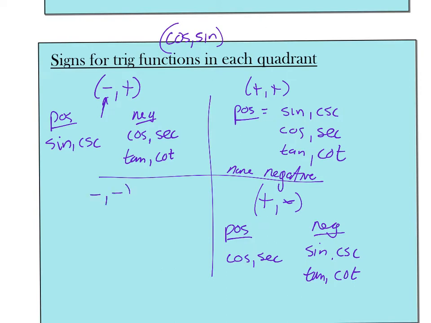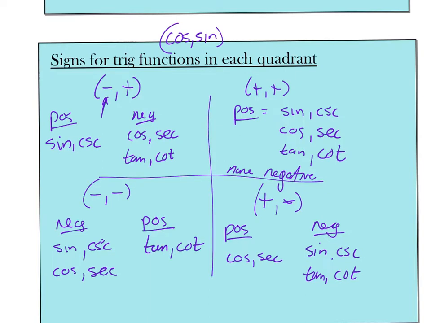Over here, negative, negative, which to me always looks like a sleeping person. I don't know why. What's negative? Well, sine and cosine are negative, which means sine is negative, so cosecant is negative. Cosecant and secant are negative. But since both are negative, sine over cosine for tangent means a negative over negative. That actually makes this positive. And if tangent is positive, so is cotangent.